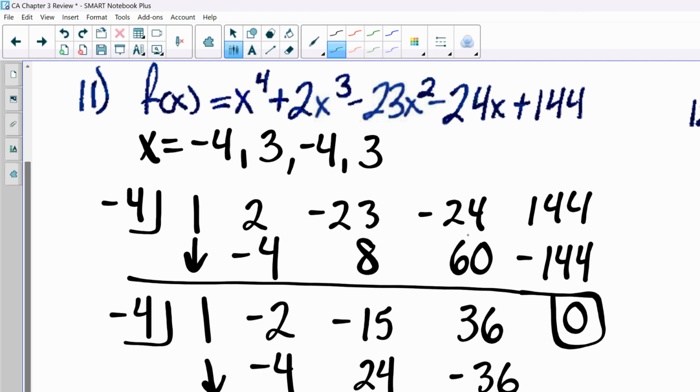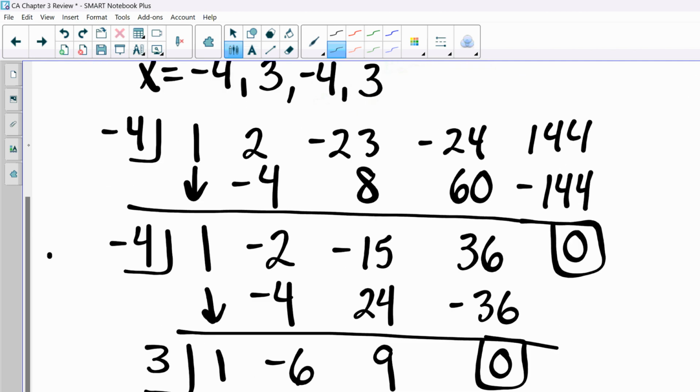Now we do the same thing with negative 5. 1 times negative 5 is negative 5. 5 plus negative 5 is 0. Negative 5 times 0 is 0. Negative 5 plus 0 is negative 5. And lastly, negative 5 times negative 5 is positive 25, which gives us 0.